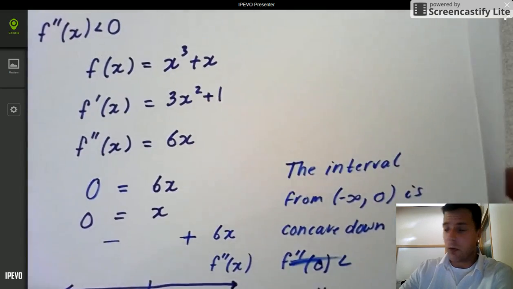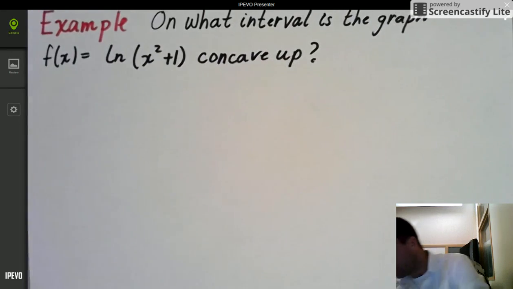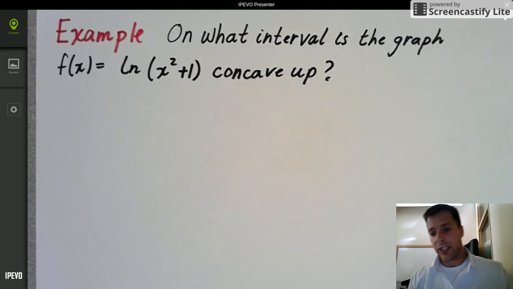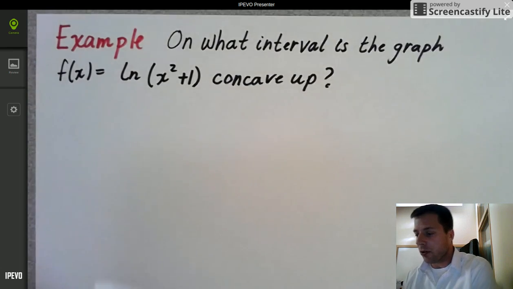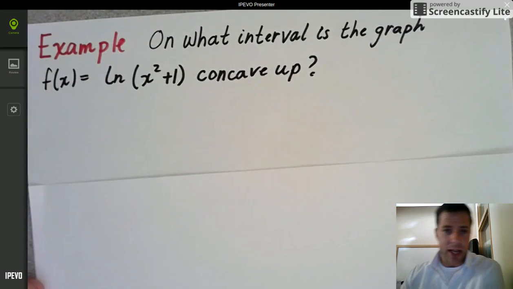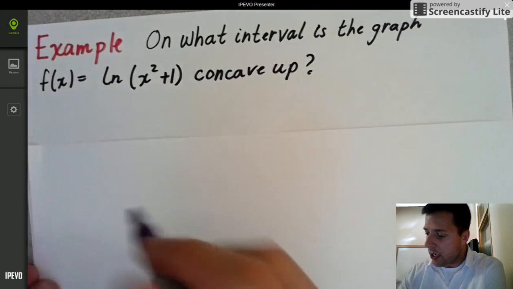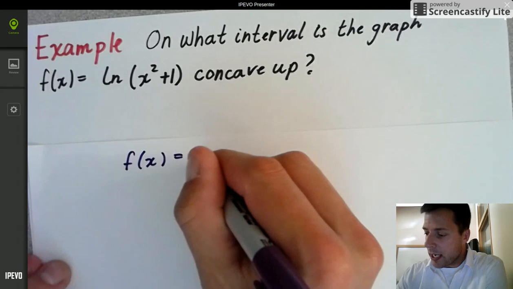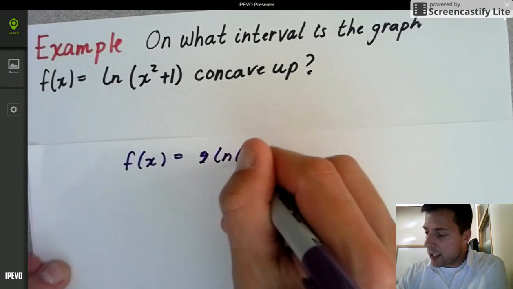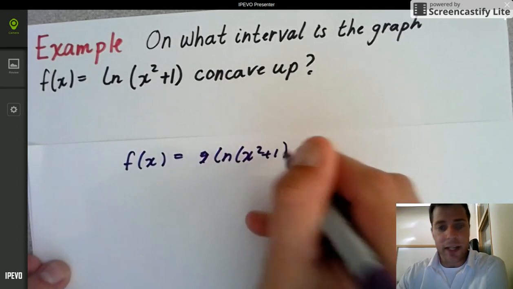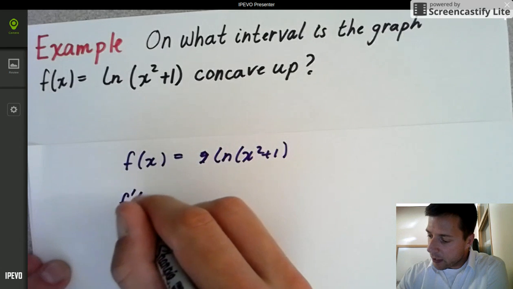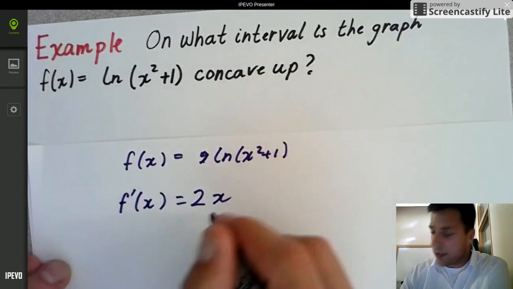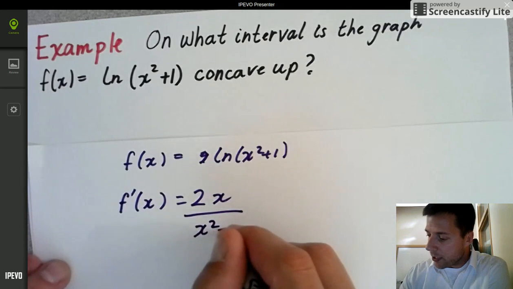Let's go ahead and do one more with a little bit different function. Now we want to determine where the function is concave up. And now we're looking at the natural log of x squared plus 1. So f of x is equal to ln of x squared plus 1. Now I'm going to go ahead and find the first derivative, which is the derivative of this over x squared plus 1.